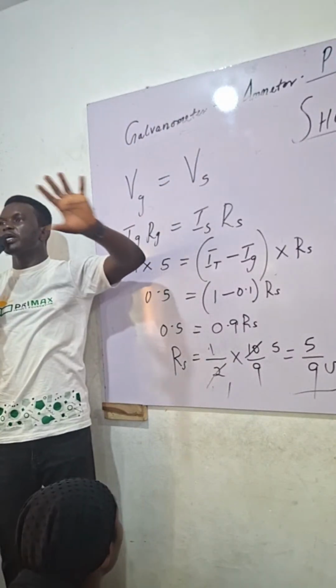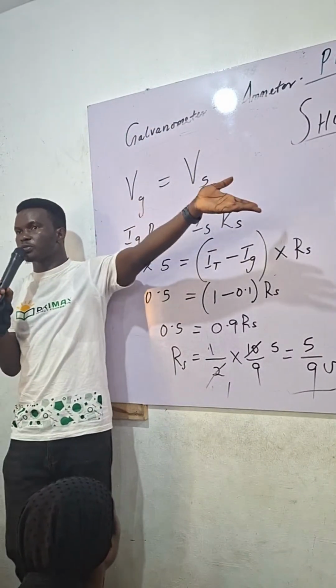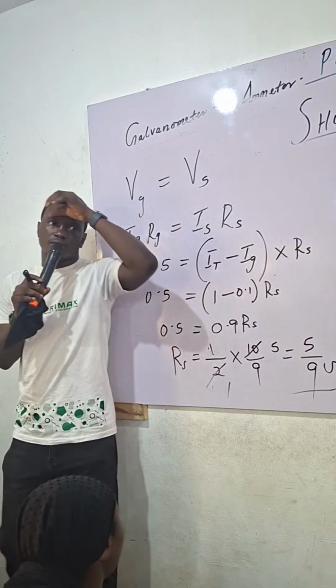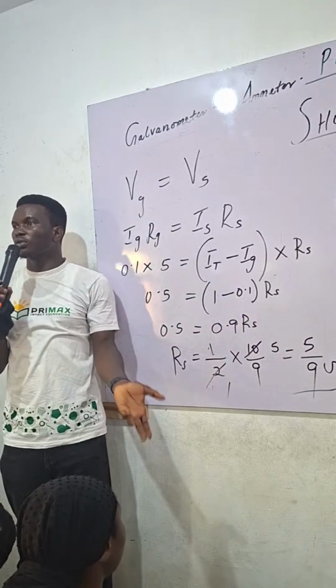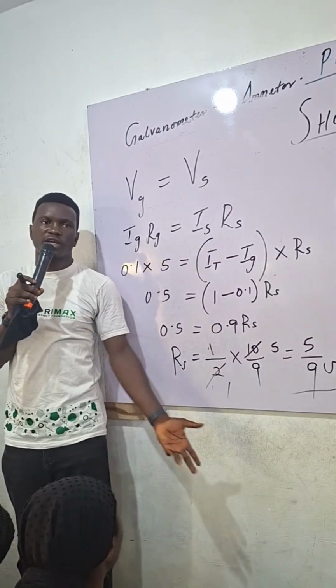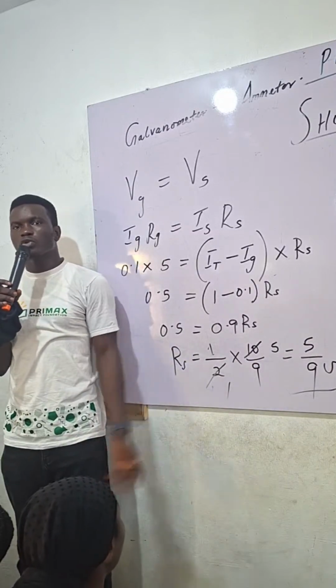So, what is the function of a voltmeter? What's the function of a voltmeter? To measure potential difference, to measure voltage.